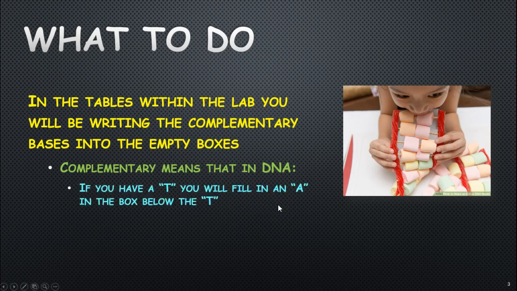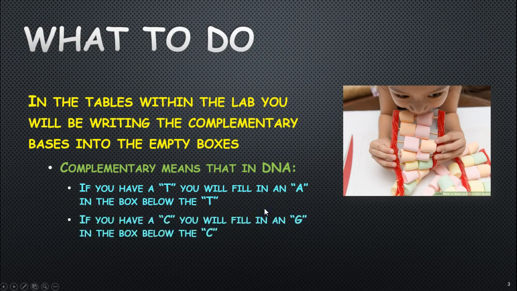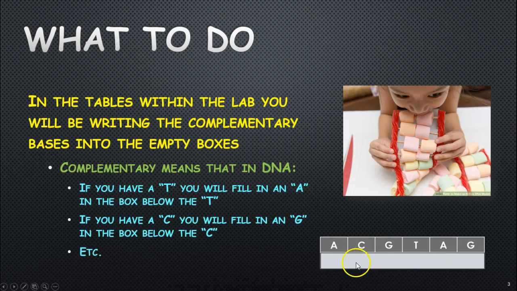And if you have listened to the other videos and read your book, you'll know that if you have a T in one box, the box below it's going to have an A in it, because the T and the A are complementary. And so when you have a T in one strand, you'll have an A in the other. Same thing with C. C in one strand, you'll have a G in the other, and vice versa, that sort of thing. So here's an example.